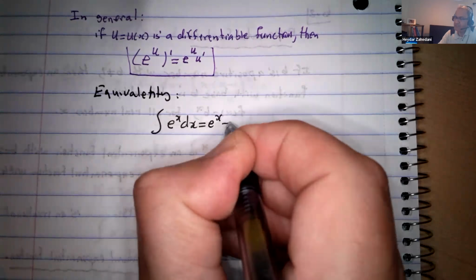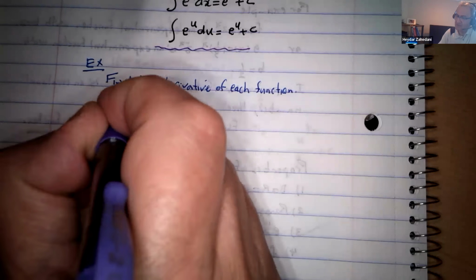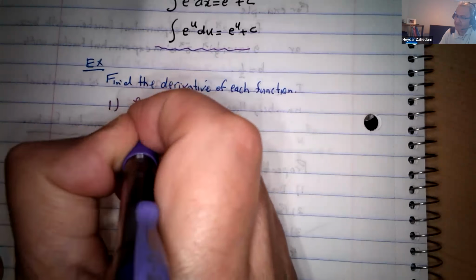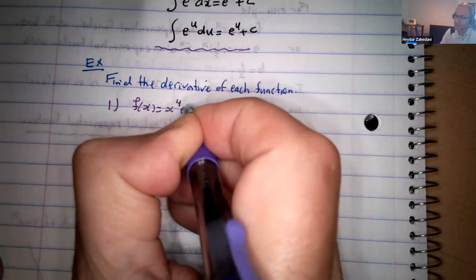So, example, differentiation first. Find the derivative of each function. I'll just give you mostly the ones that we are going to use throughout this course. The first one is the one where you don't need any chain rule. So f of x is going to be a power of x, like x to the fourth, times e to the x.